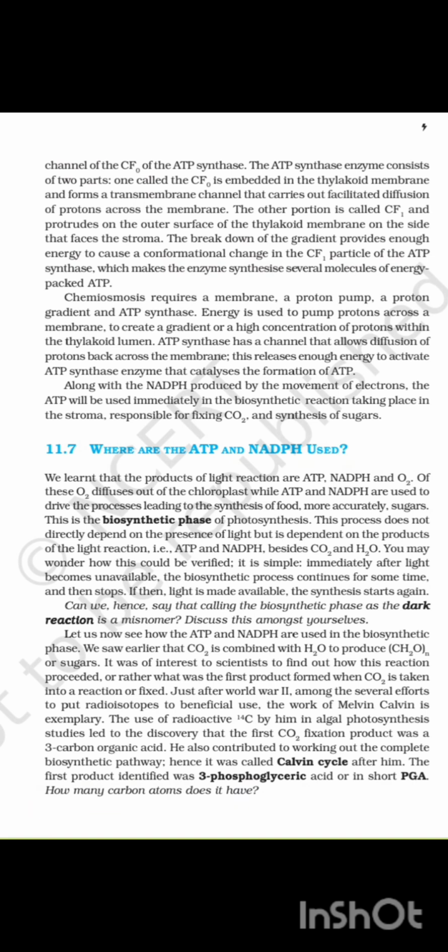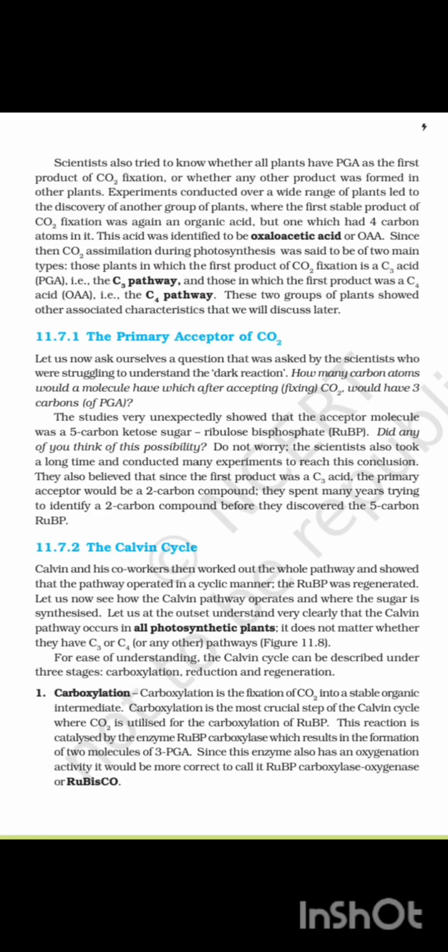How many carbon atoms does it have? Scientists also tried to know whether all plants have PGA as the first product of carbon dioxide fixation, or whether any other product was formed in other plants. Experiments conducted over a wide range of plants led to the discovery of another group of plants where the first stable product of carbon dioxide fixation was again an organic acid, but one which had 4 carbon atoms in it. This acid was identified to be oxaloacetic acid, or OAA.